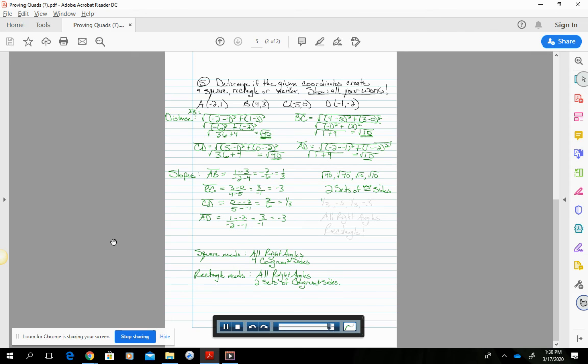And then if you look at my slopes, I have a 1/3, a negative 3, a 1/3, and a negative 3. Well, so my slopes, are they parallel? I have 2 sets of parallel, and I have 2 sets of perpendicular. Remember, perpendicular are negative reciprocals. They're flipped upside down. One's positive, one negative. So I have all right angles. Therefore, with 2 sets of congruent sides and all right angles, I have a rectangle.